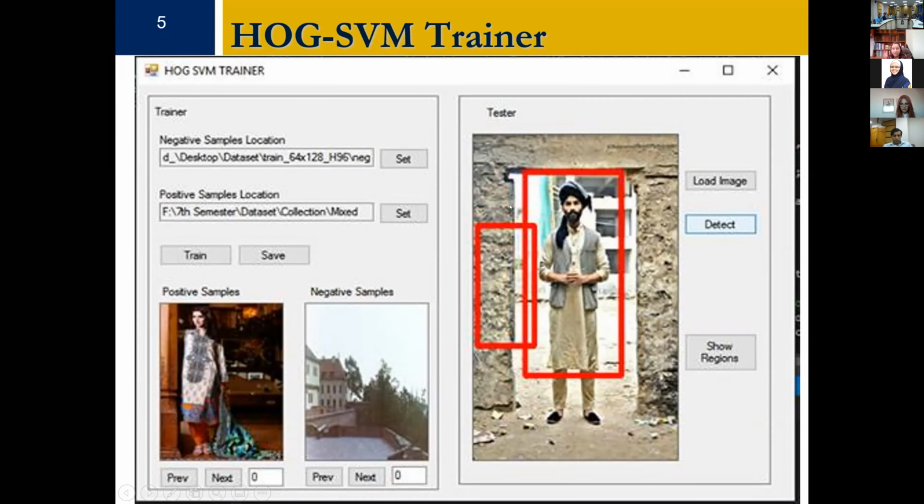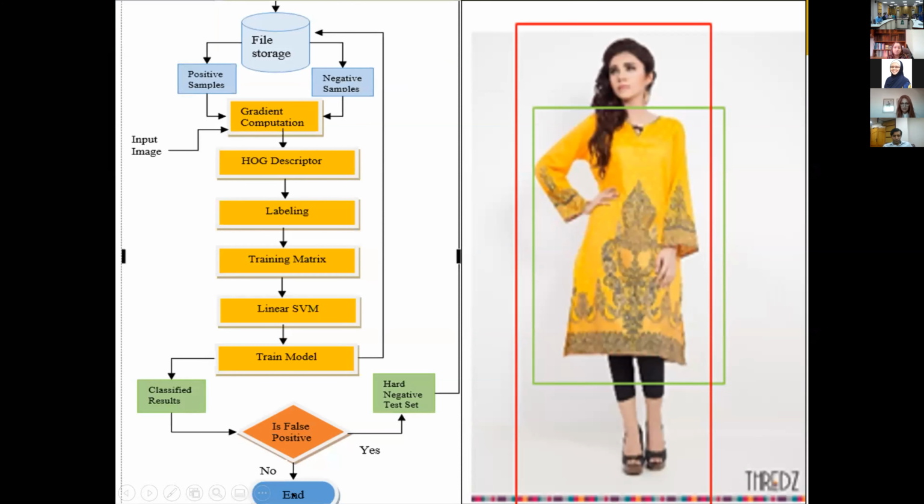So when we want to remove these false detections, we have to apply negative hard mining, which we basically experienced in this project. So this is the whole flow chart, that we have a database of images which contains both positive samples and negative samples. Gradient computation always plays a very important role. And then you have a feature extraction stage. Then you need to provide labeling and annotation.